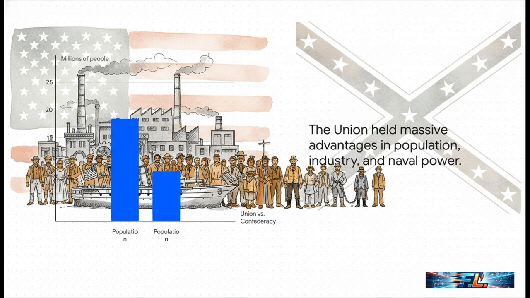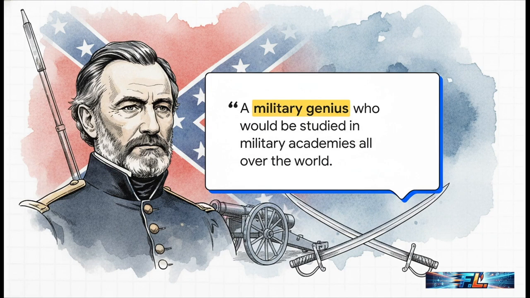It had the entire U.S. Navy. The Confederacy had farms. That's about it. But the Confederacy had an ace up its sleeve. They had something the North didn't, or I should say, someone. His name was Robert E. Lee. The man was a military genius, plain and simple.